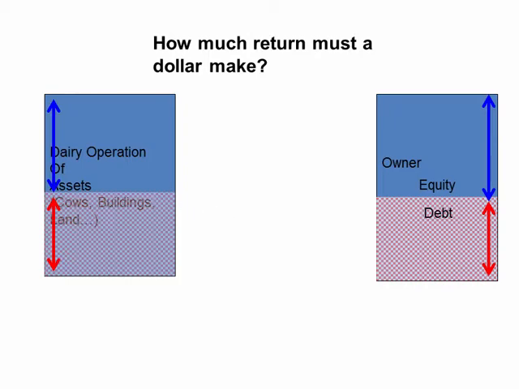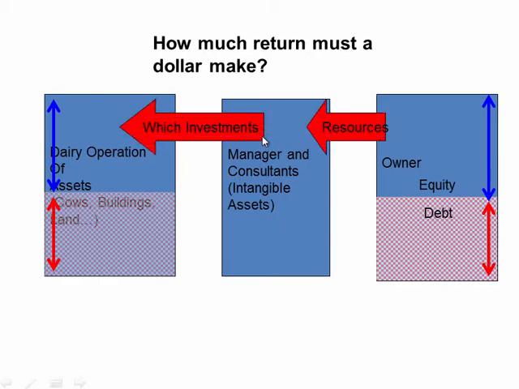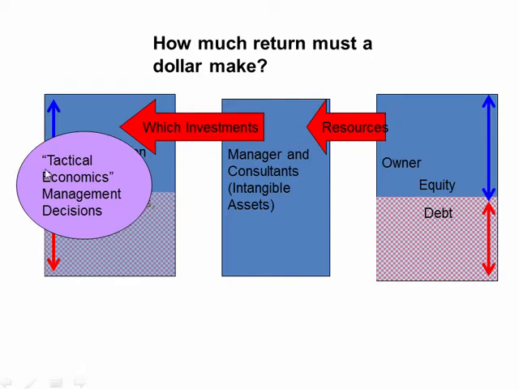Additionally to these physical or capital assets, we have what are called intangible assets, and these are assets that bring value to the operation but aren't for sale. These are the managers and consultants, and what these folks do is they help in the decision-making process in terms of deciding what resources, what decisions we are going to make, which investments we are going to pursue. So this whole area of what we call tactical economic decisions: what breeding program, what feed ingredients should we use.